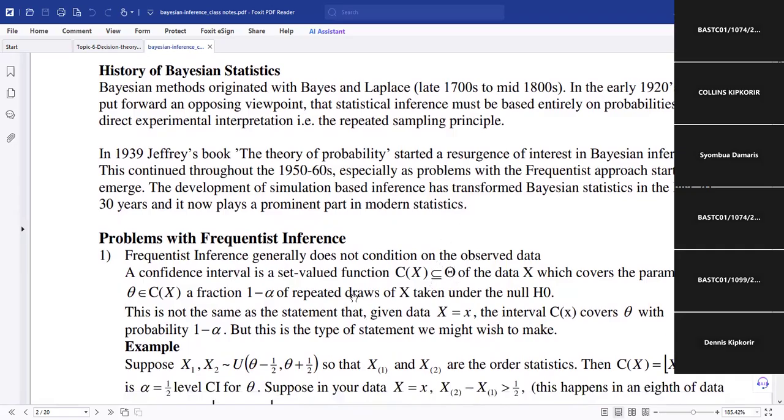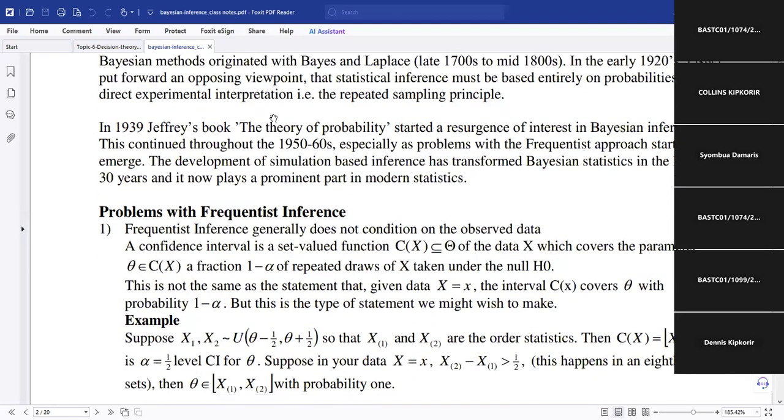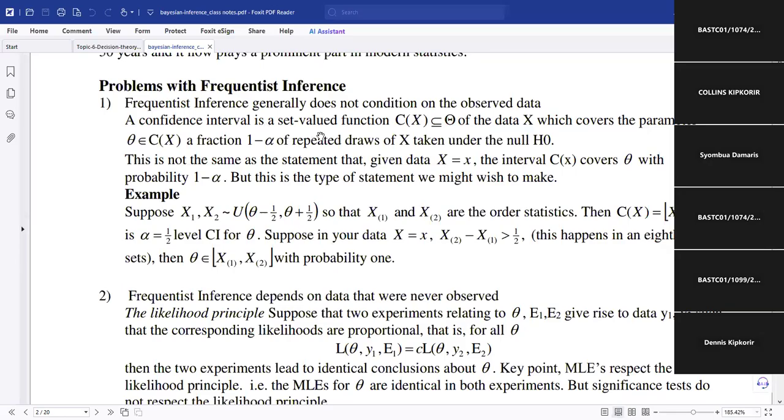So what is the problem with frequentist inference, or the classical techniques that we have? One thing about the classical techniques is that the frequentist inference does not contain the observed data. So the data is missing. A confidence interval is a set-valued function, C of x, contained in the parameter space of the data x, which covers the parameter theta.